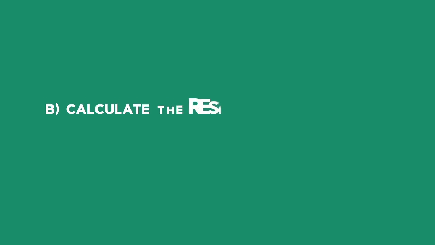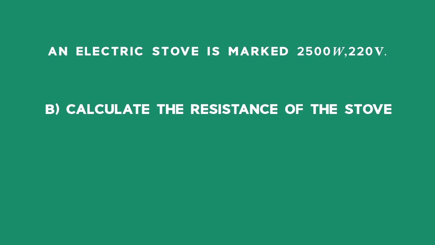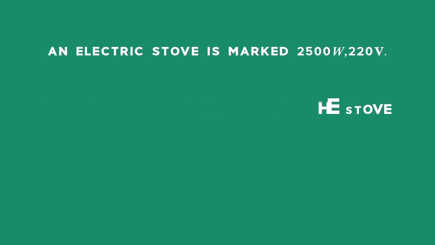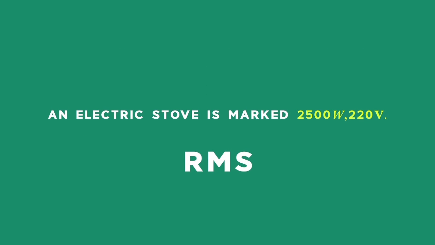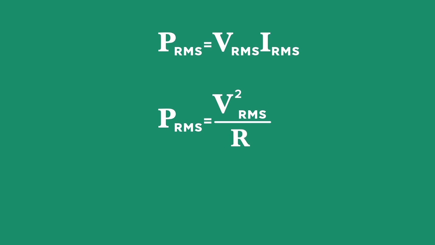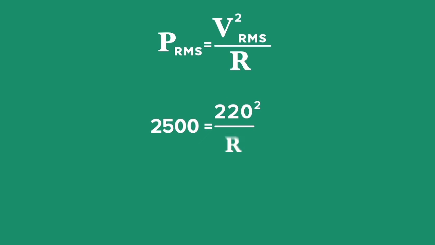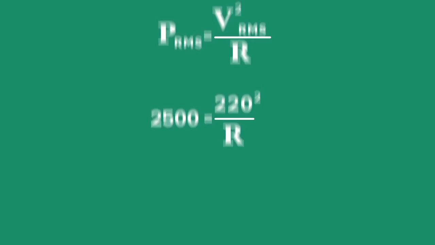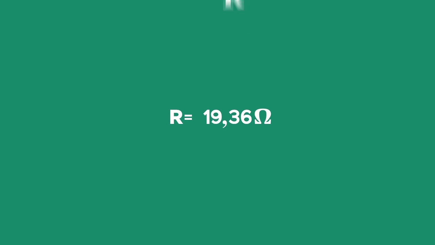B. When calculating the resistance of the stove, remember that the stove is marked in RMS values, so we can only use those to calculate the resistance. So we could find the current and then use Ohm's law, or we could directly go to the equation as power RMS is equal to V RMS squared over R. Substituting the 2,500 RMS power in and the 220 volts RMS squared, solving for resistance gives us 19.36 ohms.